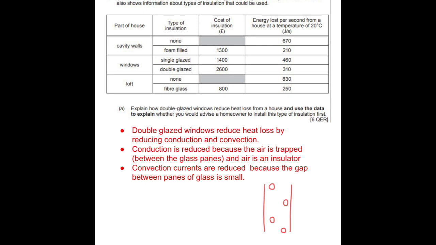So conduction is reduced because the air in the middle is trapped. Those are our particles, and air is an insulator. It does not conduct heat well. And our third point on here actually, convection currents.